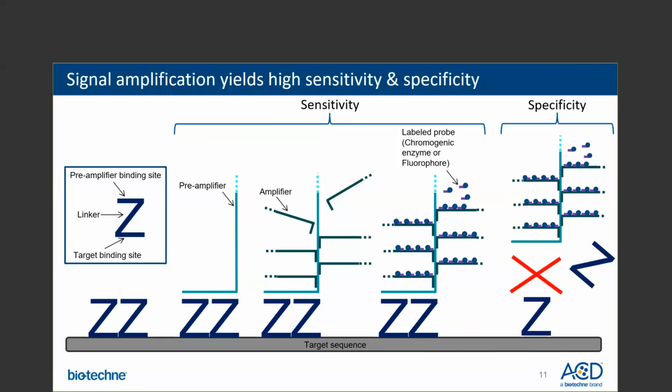Just to talk a little bit about the specificity of the assay, should only one of the double Z probe pairs bind to the target sequence, we would not have the pre-amplifier bind to that Z that has been bound to the target sequence, and no amplification tree would form, hence hinting at the extreme sensitivity of the assay.